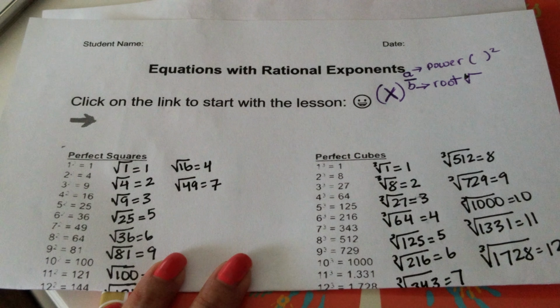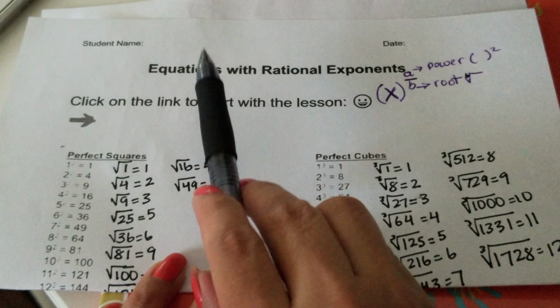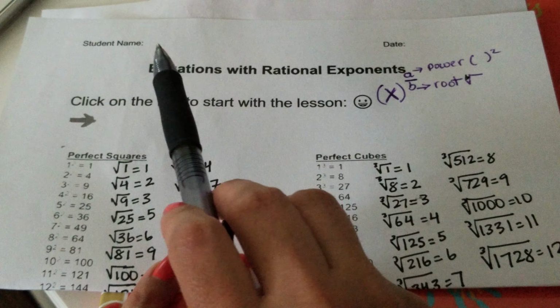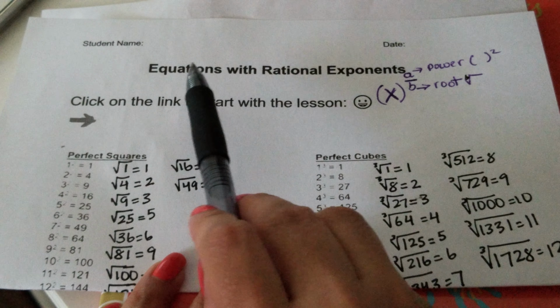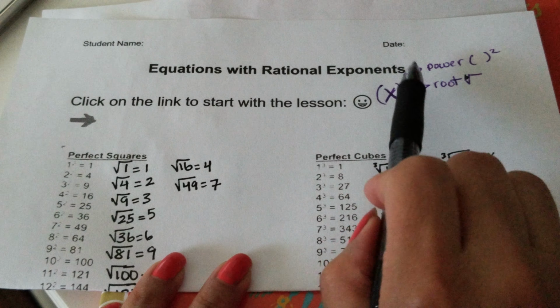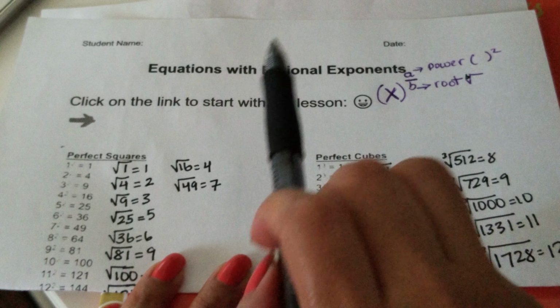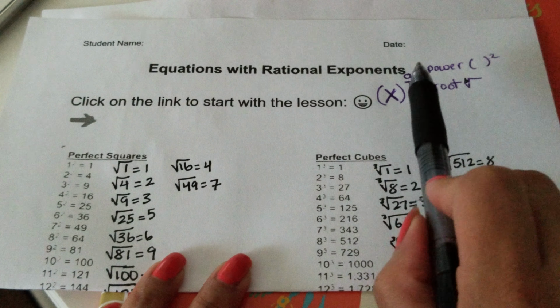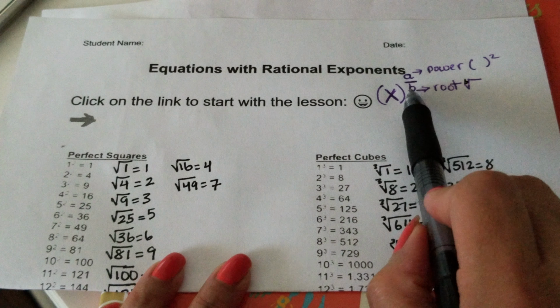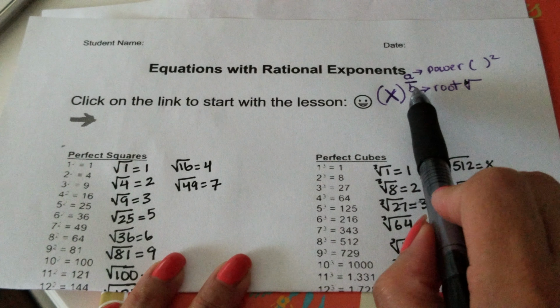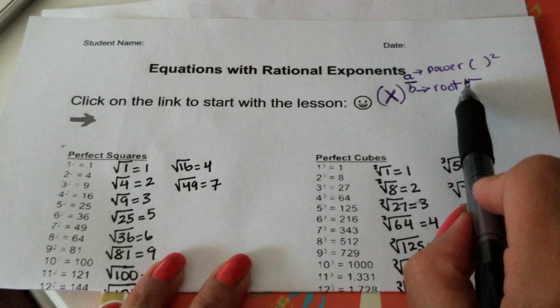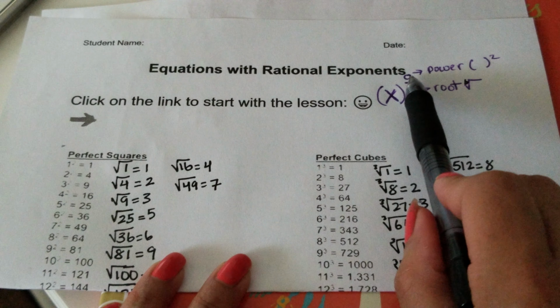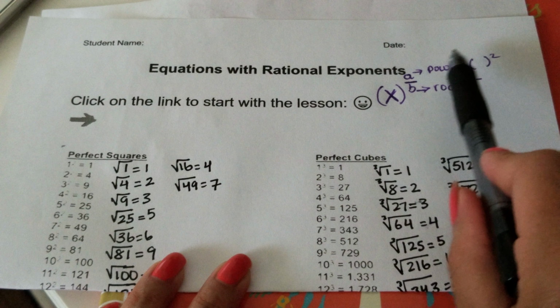Today, I'm going to work with you on this lesson. Our lesson is equations with rational exponents. So we're going to be solving equations with rational exponents. We learned about this in the previous lessons: it's a number with an exponent in the form of a fraction, right? The number on the bottom tells you to take the root and the number on top tells you to get the power.